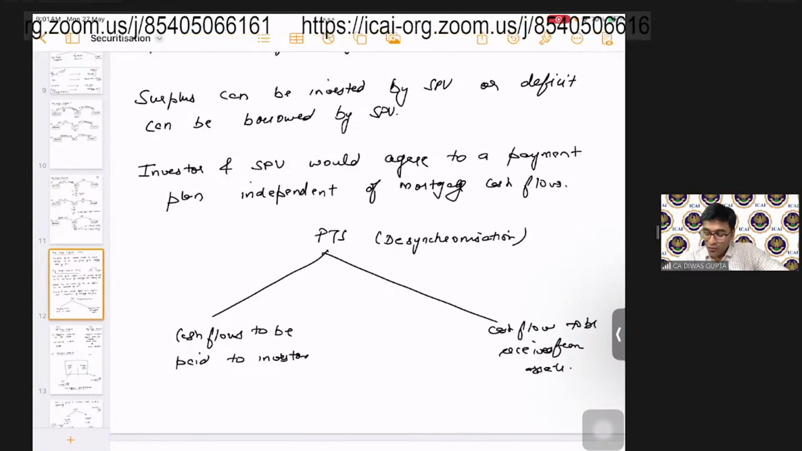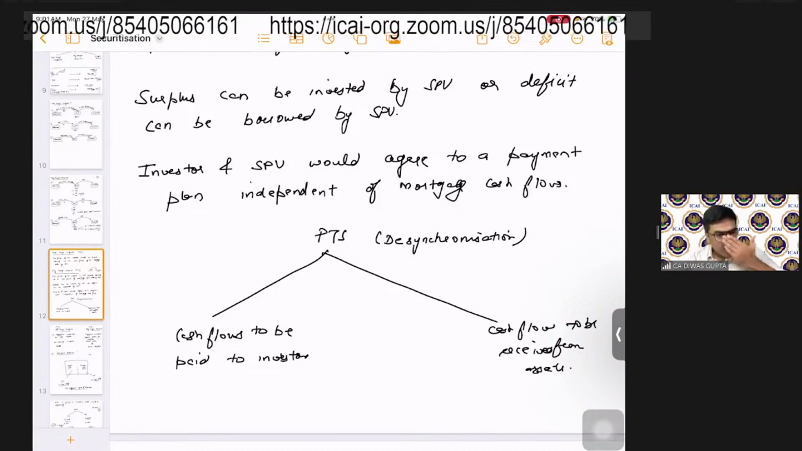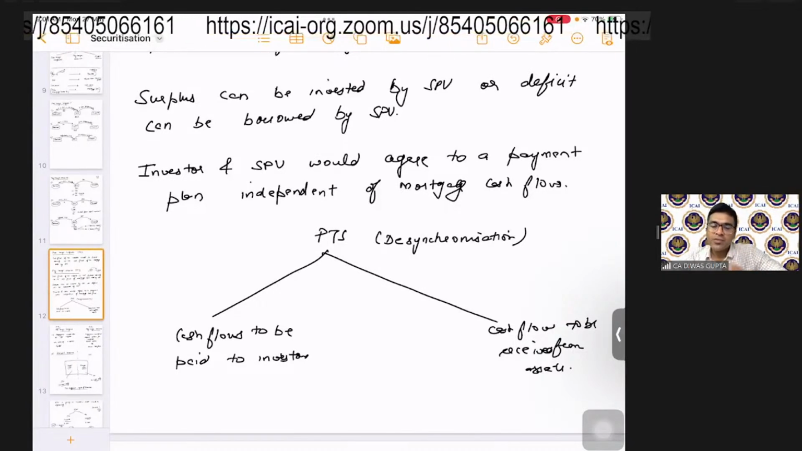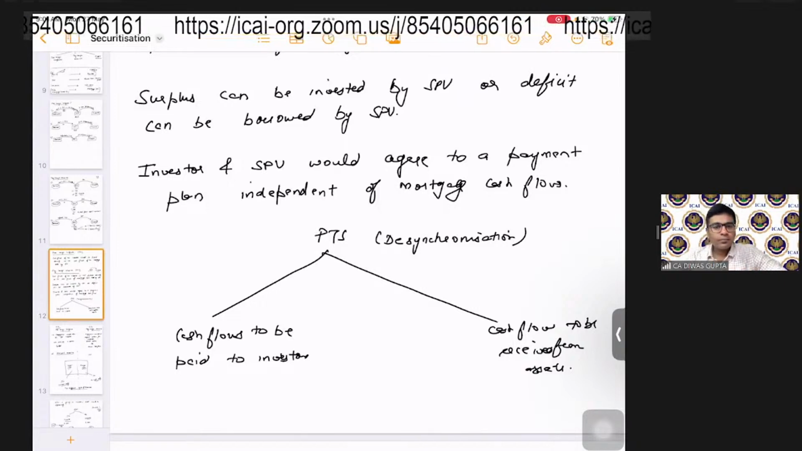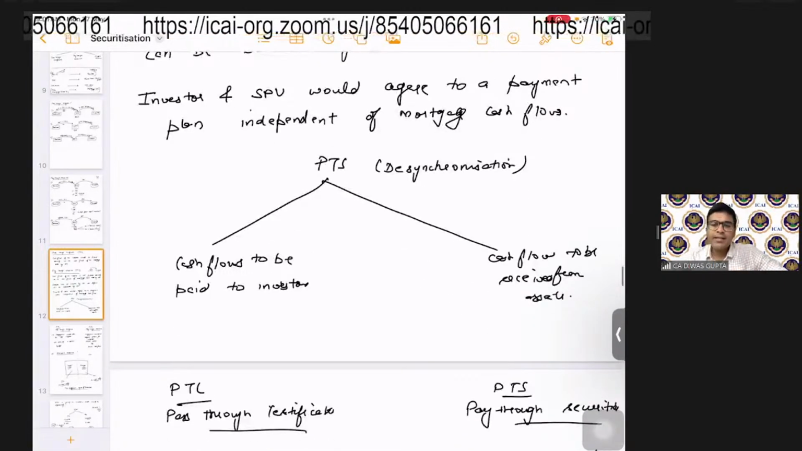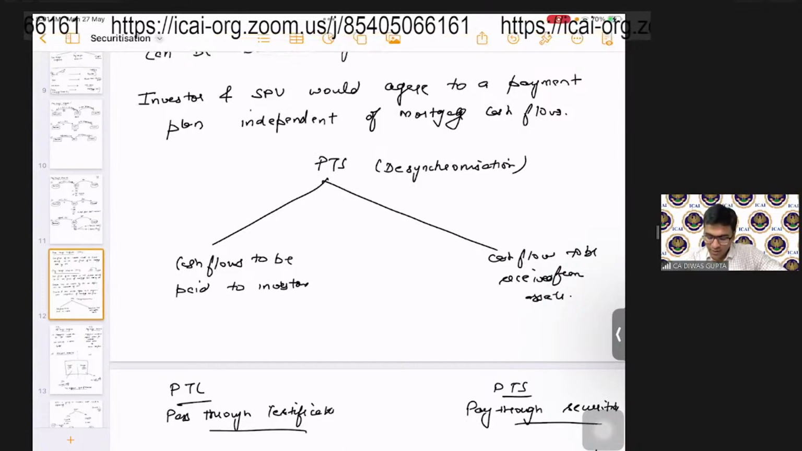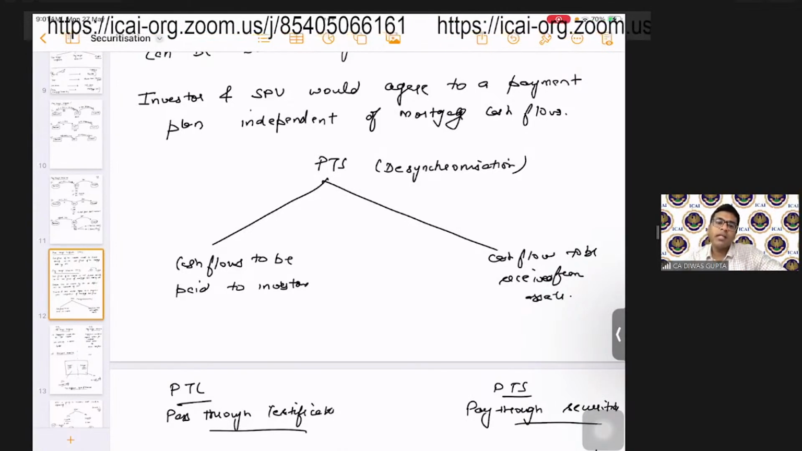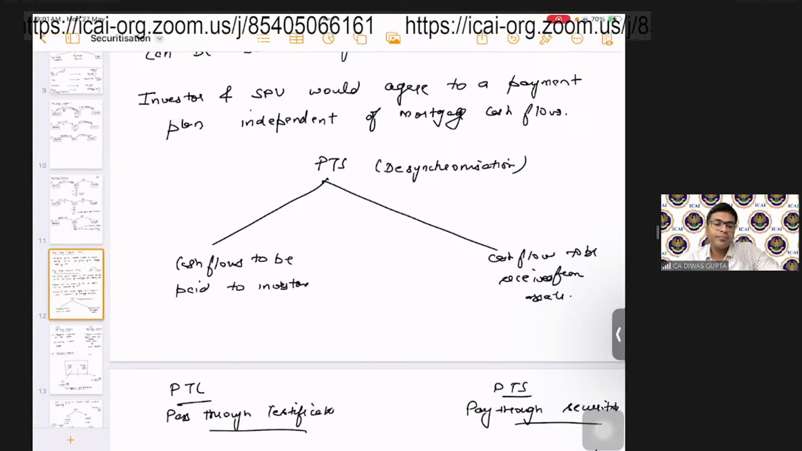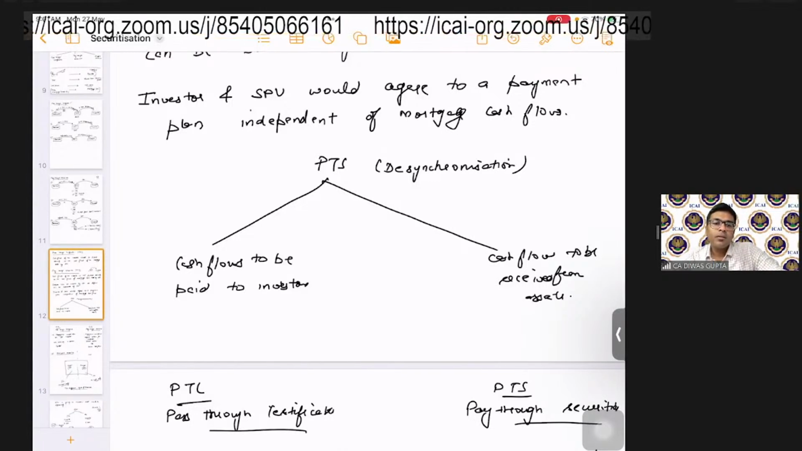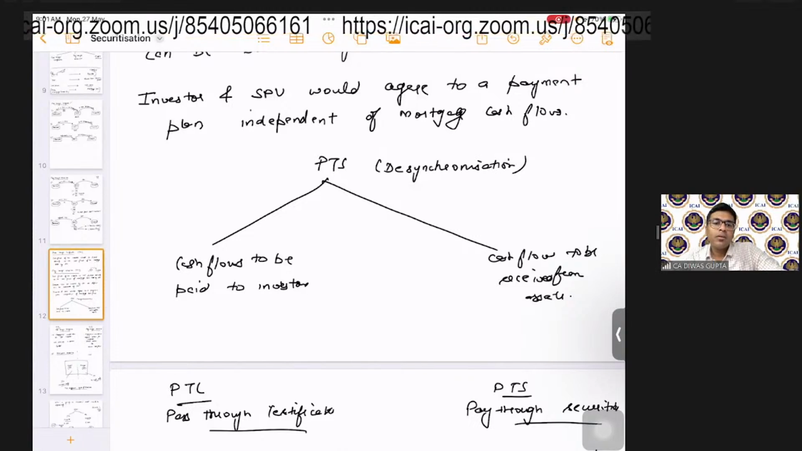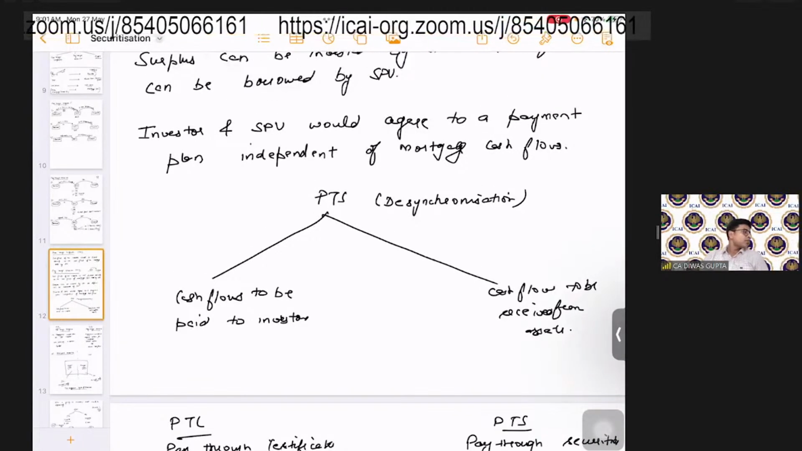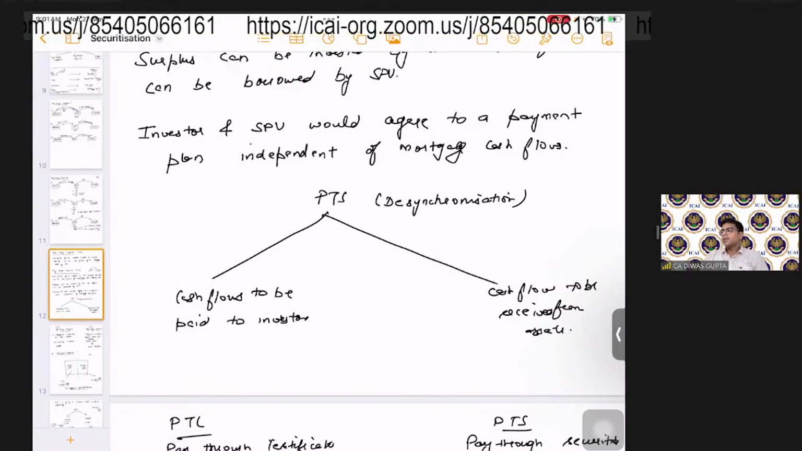So in case of PTS, the investor and the SPV will agree to a payment plan independent of the mortgage cash flow, students. And in this case, the desynchronization happens in PTS between the cash flows to be paid to the investors and the cash flows to be received. Okay, students. There's a complete desynchronization that has happened. That is the essence of pay-through securities.